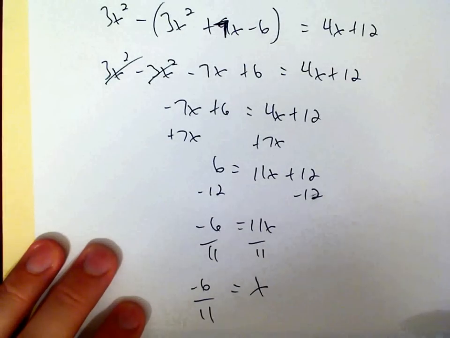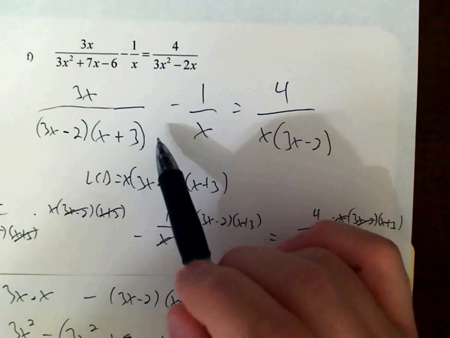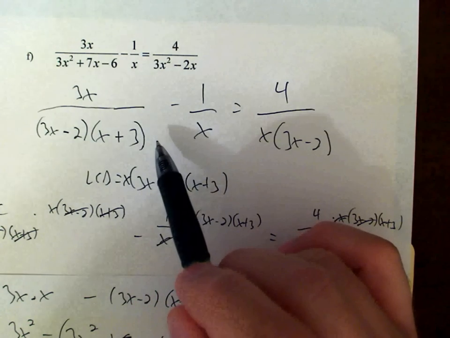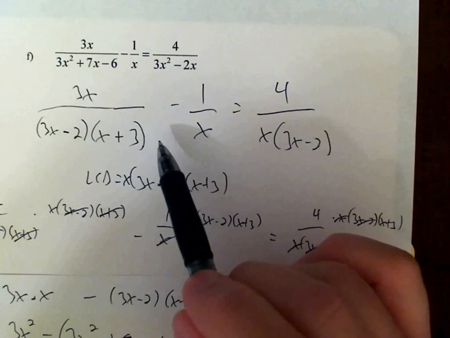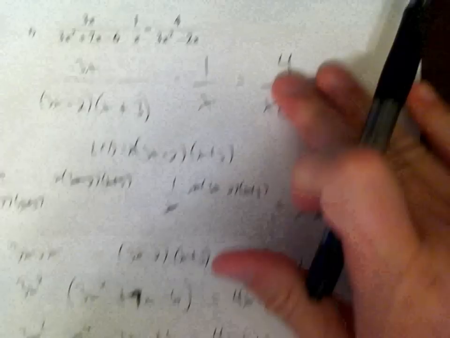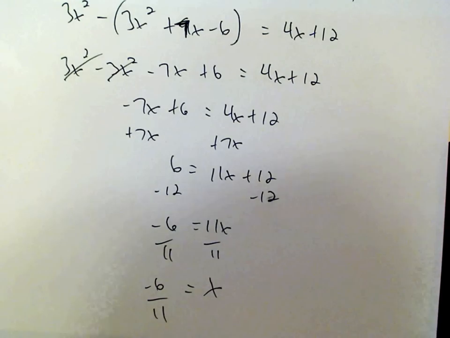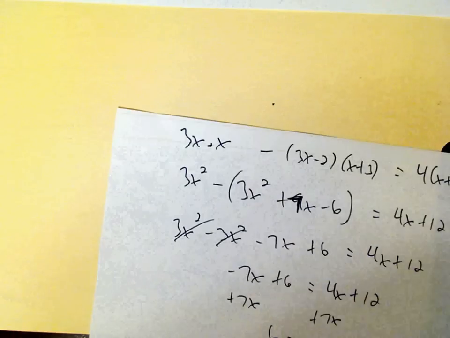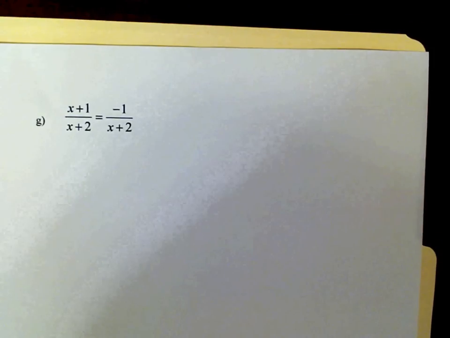Now, since we have negative 6 over 11, is there any possibility that when we substitute it in we get a 0 in the denominator? No, because I can look in the factored form and see that I can't get a denominator of 0. So that's our final answer, negative 6 over 11. Now, let's do one more. An easy one, just so you can see what I'm talking about when I say division by 0, when you want to check your answers.